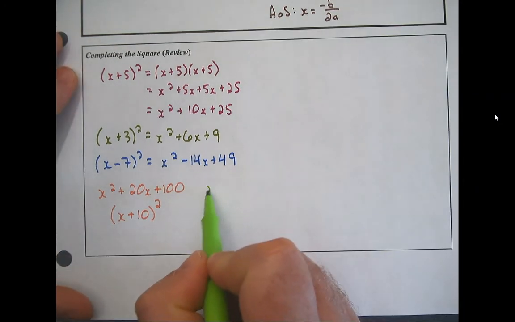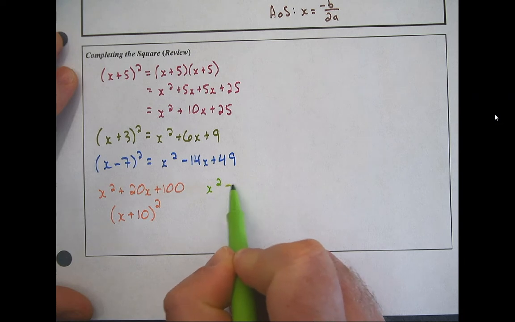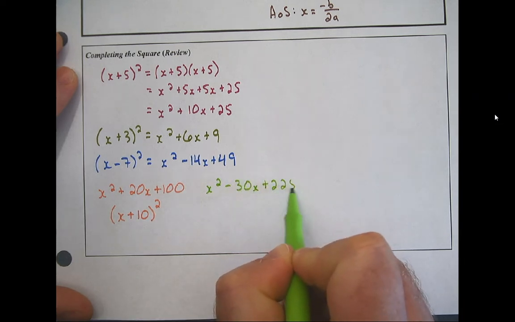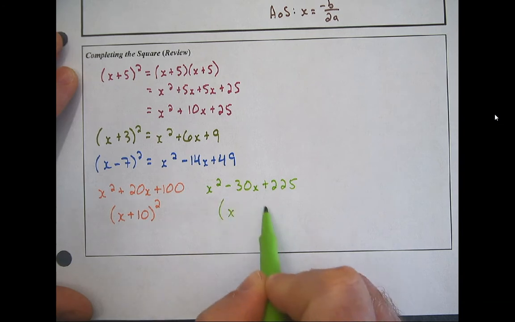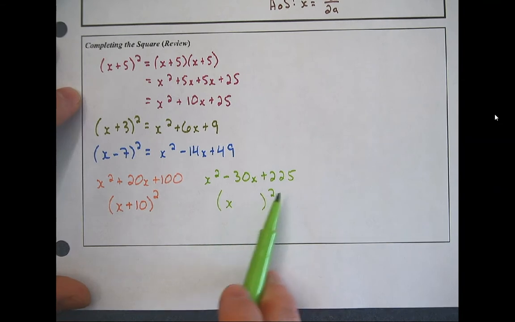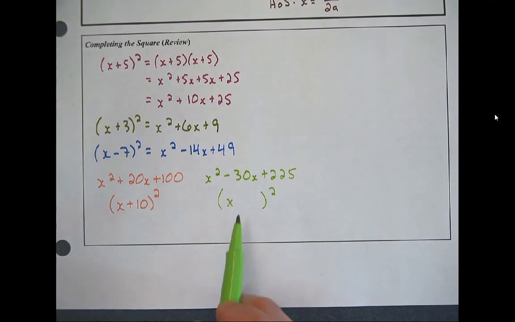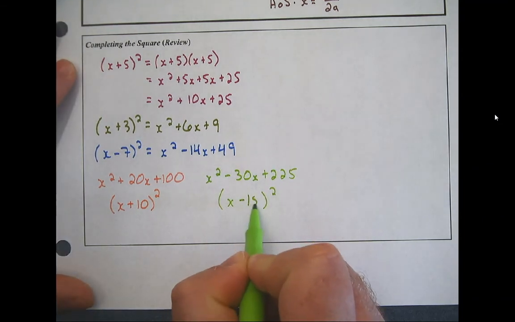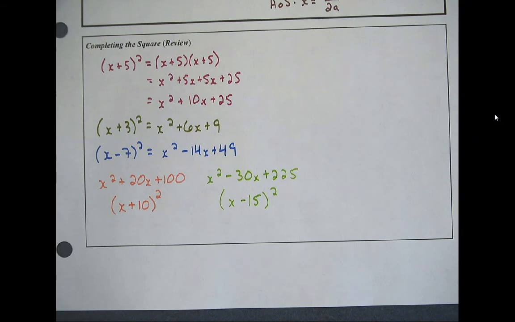Let's try another one, see if I can stump you here. X squared subtract 30x plus 225. We want to repackage this as a binomial getting squared. So I've got to think of something that when I multiply by 2, I get this, and when I square it, I get this. And hopefully you already figured out it should be subtract 15.